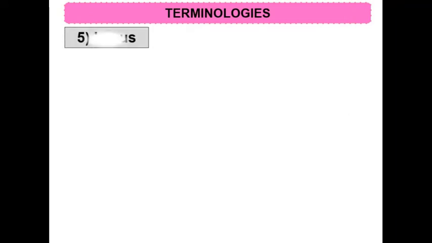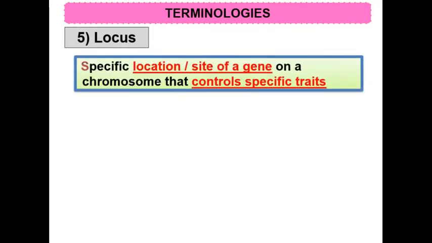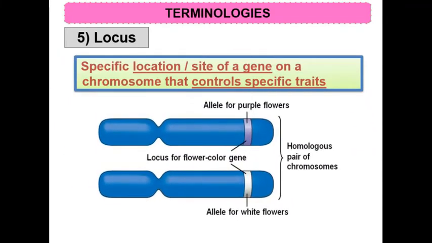Next, locus. Locus is a specific location or site of a gene on a chromosome that controls specific trait. Trait refers to a heritable difference. The diagram shows a locus for flower color gene on homologous pair of chromosomes.